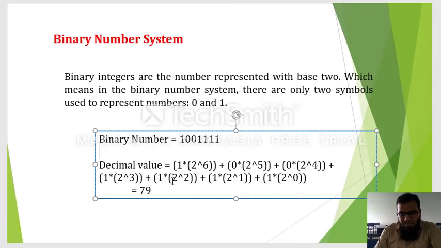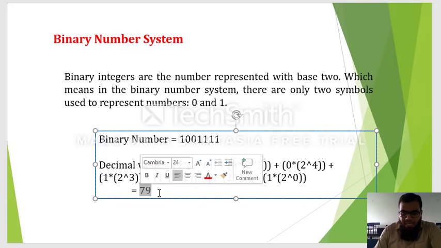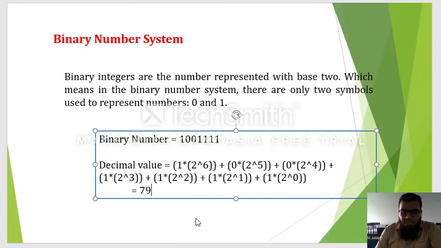Like this we can represent it here. Otherwise this is the standard procedure: we need to multiply the number with their places. Then we will get the number as 79. So this is the general binary number system.